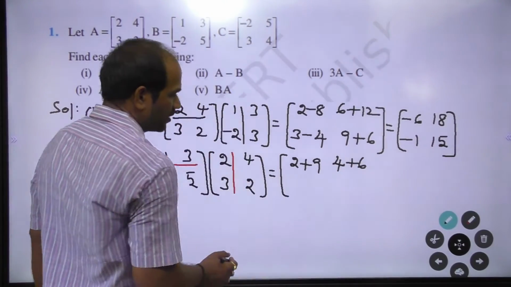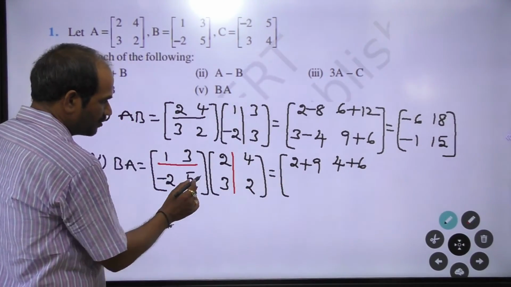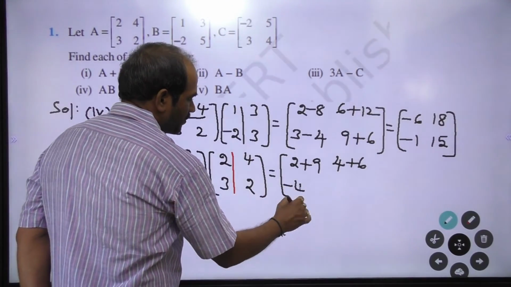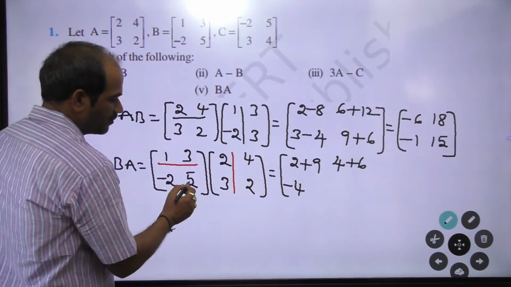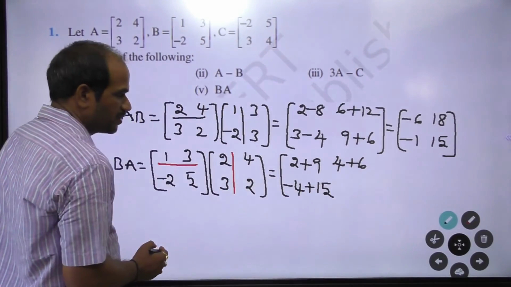Next, this element is second row, first column. So minus 2 into 2. Minus 2 into 2 is minus 4. Next, 5 into 3. 5 into 3 is 15.